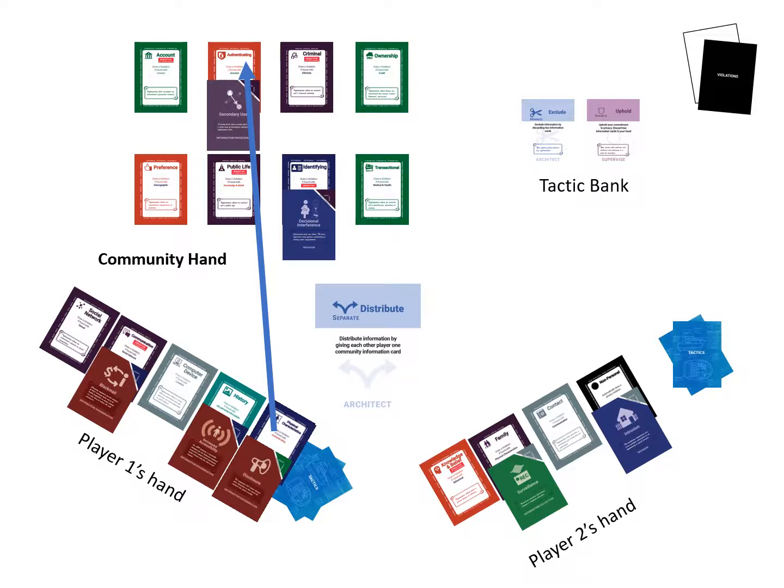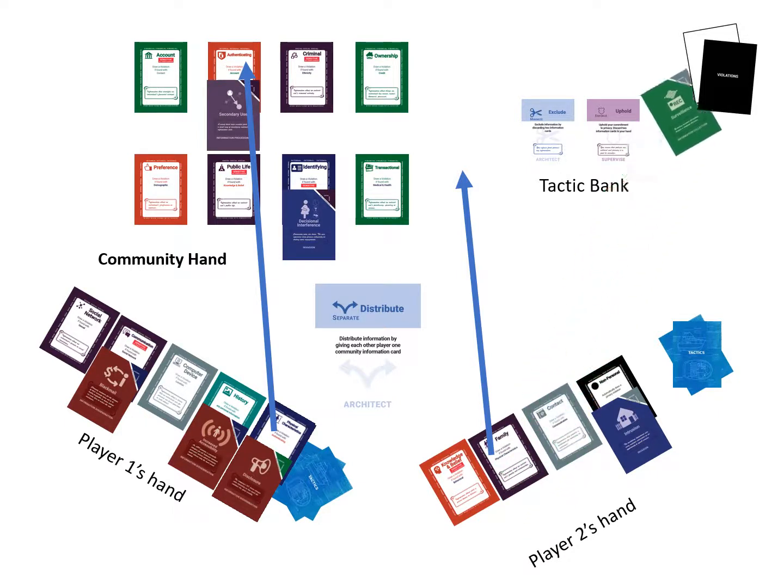Now you'll also notice that now that physical characteristics is gone, player 2's family information card, which had a risky combination associated with physical characteristics, is no longer risky. Therefore, player 2 can now get rid of their violation associated with family cards. So not only have they given a violation to player 1, but they've gotten rid of one of their violations as well.